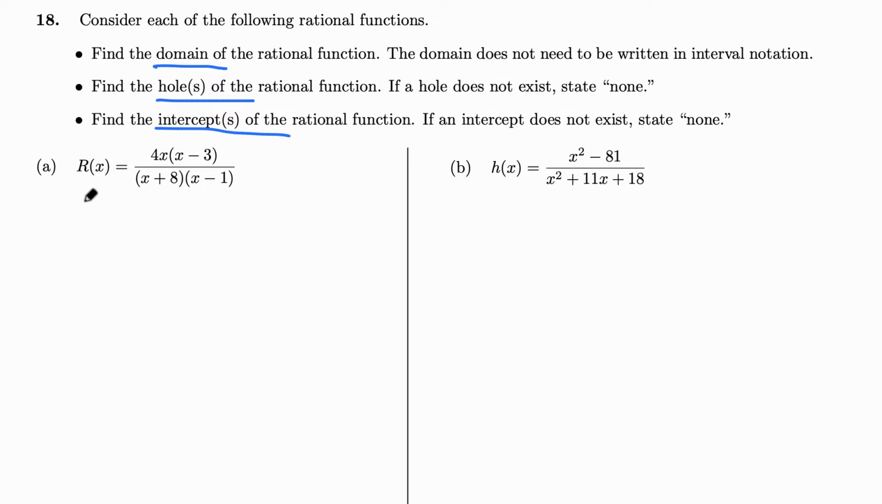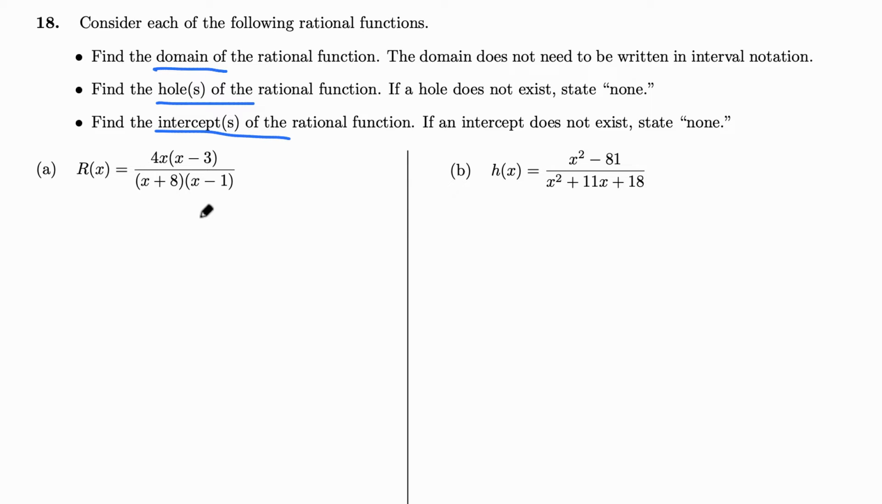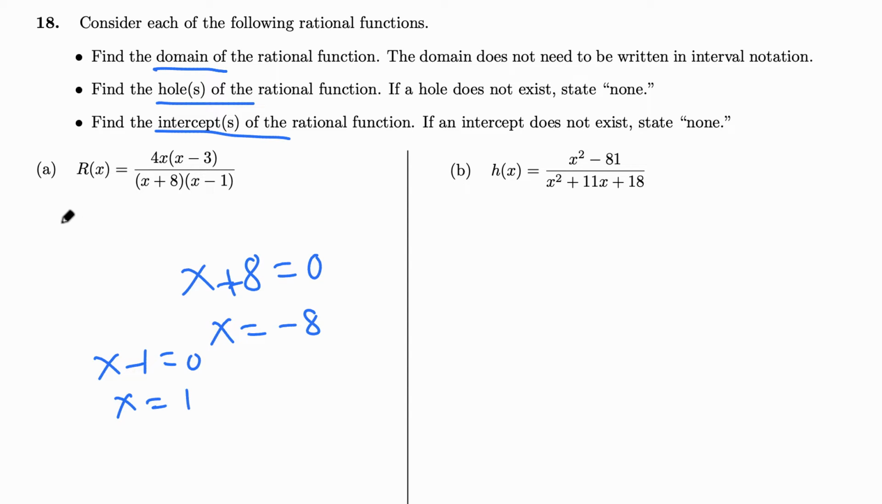Okay, for the first part A, to find the domain is real numbers, all real numbers except those x values that make the bottom 0. So we got x plus 8 on the bottom, so x plus 8 is 0 when x is negative 8, and x minus 1 becomes 0 when x is 1. So domain is all reals except negative 8 and 1. Okay, that's the domain.